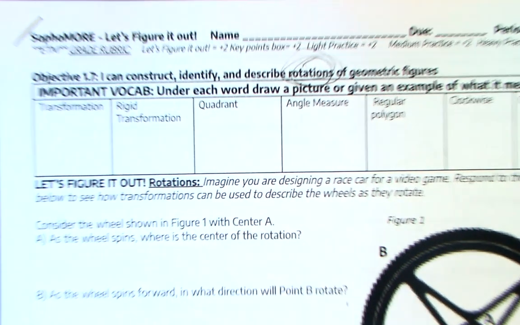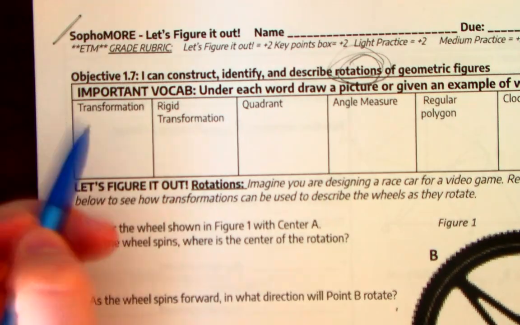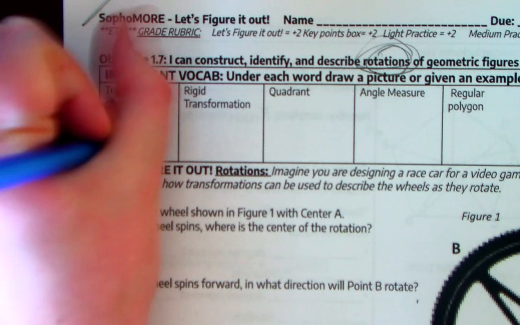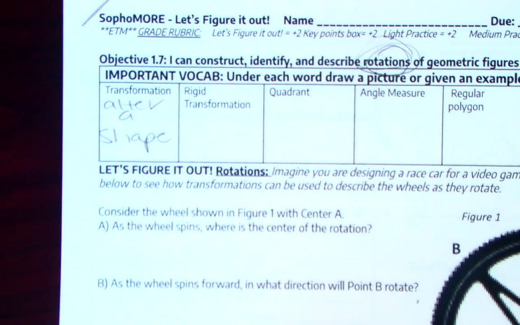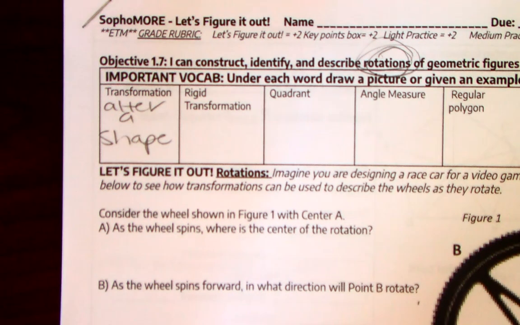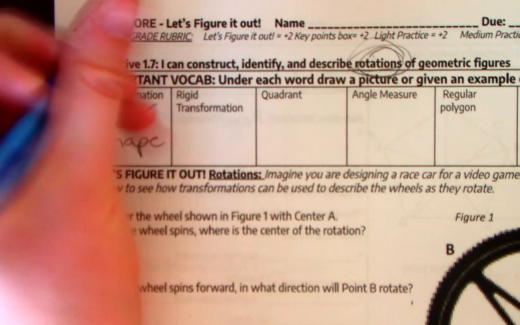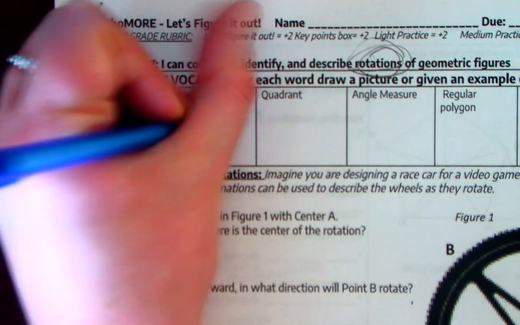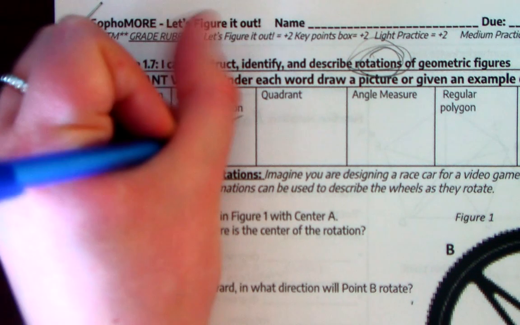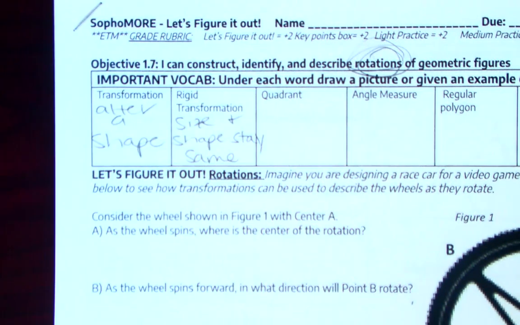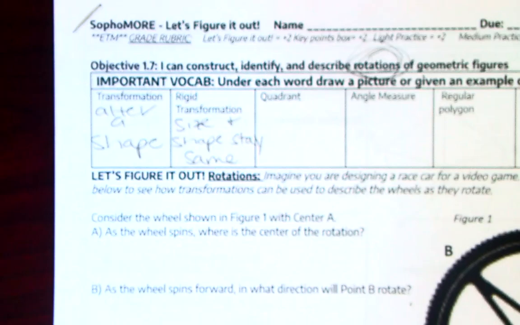So let's start with some important vocab for today's lesson. So first is transformation. A transformation is just when we alter a shape. We just alter the way the shape looks. We don't turn it into a completely different shape. We just alter the way it looks. A rigid transformation is a transformation where size and shape stay the same.